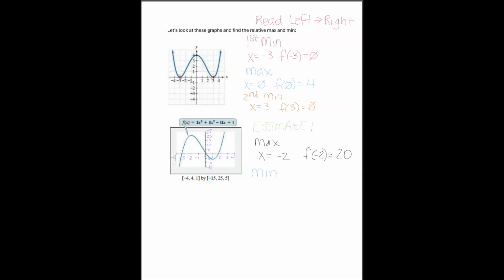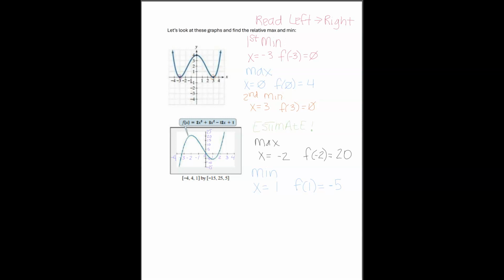So at min, what does my x equal? 1, right on. And then f of, going too fast, aren't I? F of 1 would equal -5. Okay. Everybody cool with that?